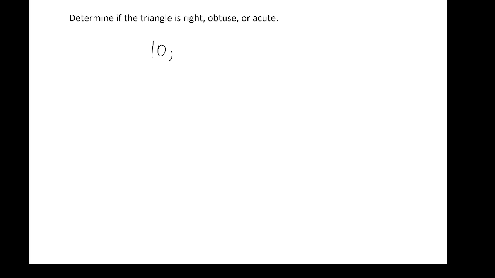We're going to determine if the triangle is right, obtuse, or acute. Now, let me show you guys step 1, and here are our dimensions: 10, 11, 13.